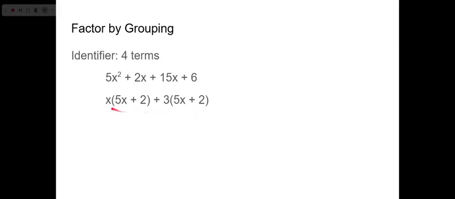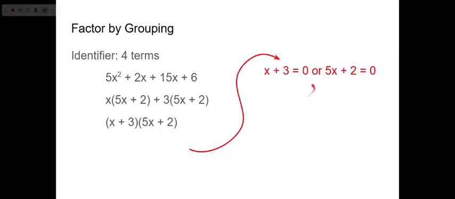So they're the same, so you take the thing in front, x and the plus 3, you put them in their own little chunk, and the 5x plus 2 just becomes 5x plus 2, and now it's completely factored. And then your teacher asks you to solve them, so you set each little chunk equal to 0. If I solve the first chunk, I subtract 3, I get x equals negative 3. If I solve the second chunk, I subtract 2, and then divide by 5, I get x equals negative 2/5.